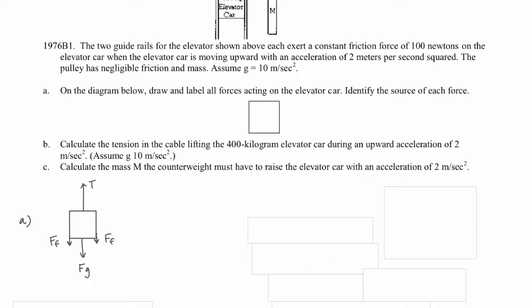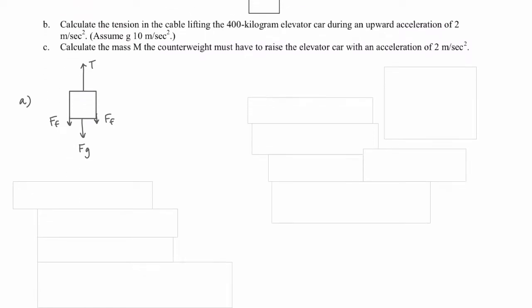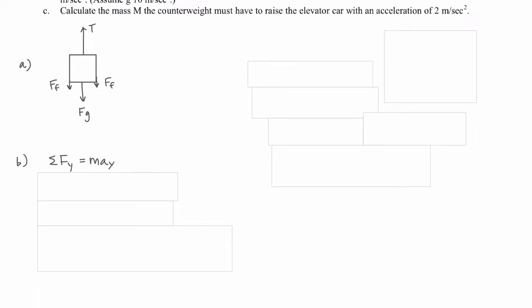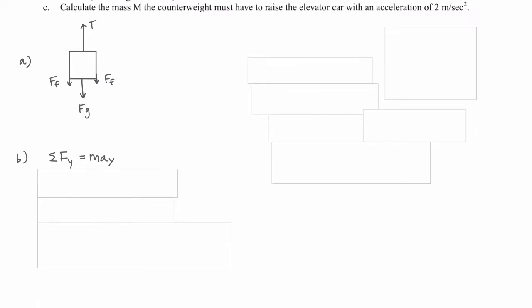Part B, calculate the tension in the cable lifting the 400 kilogram elevator car during an upward acceleration of 2 meters per second squared. Assume g equals 10 meters per second squared. Alright, so for part B, we're going to want to use Newton's second law, which says that the sum of all forces is equal to mass times acceleration. And our cart is only moving in the y direction, so I added the subscripts to make that even more clear. So plugging in all of our y forces, we have a bunch of them.